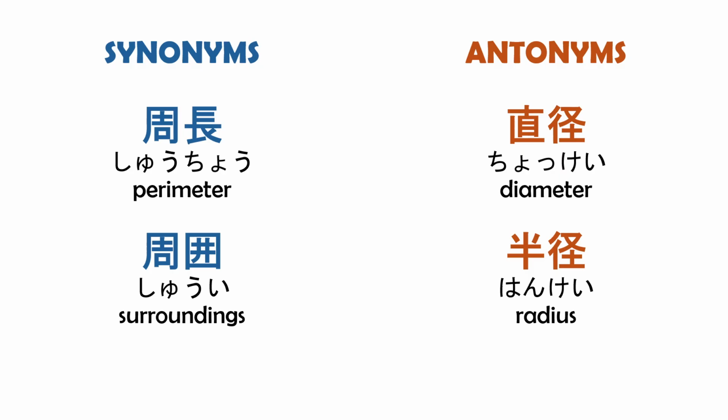周長 is a technical geometric term referring to the length around a shape, and is essentially the same concept as 円周, but can apply to any closed shape, not only circles. 周囲 refers to the area or space around something, and is used more generally in everyday contexts. Unlike 円周, it does not necessarily denote a precise measured length.